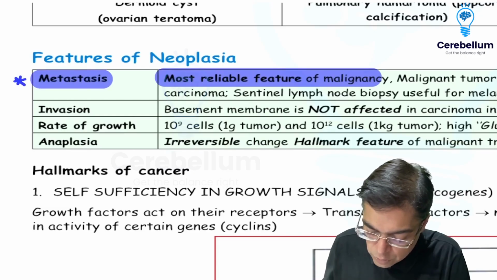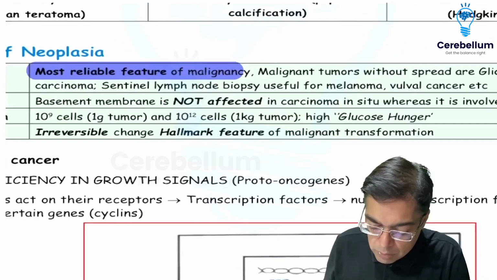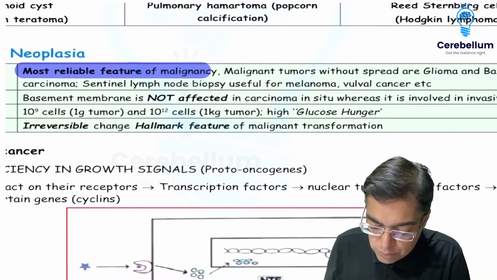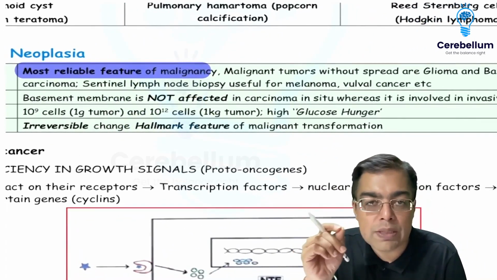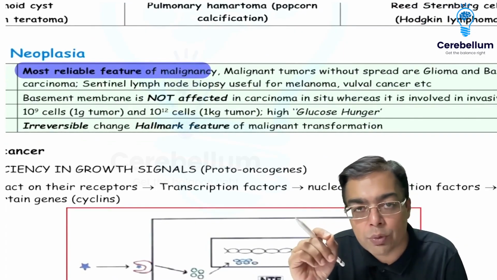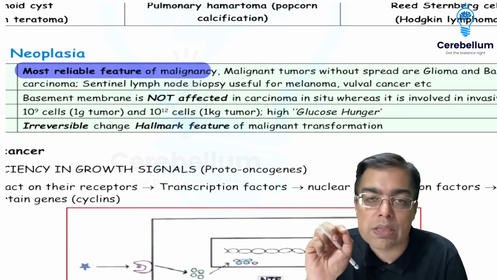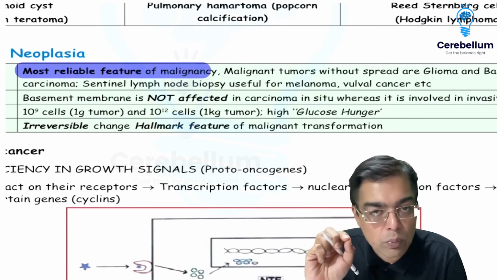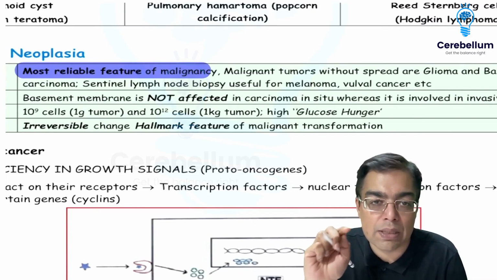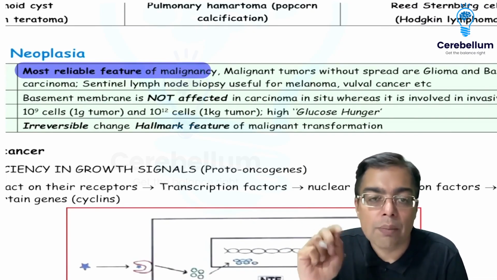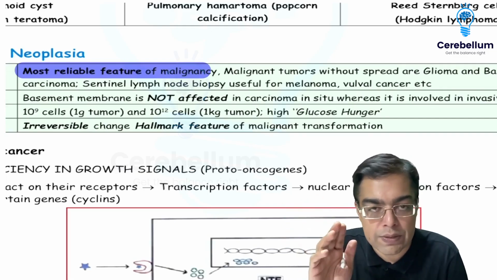Most reliable feature of malignancy. Now, when we are talking about malignancy associated metastasis, most of the tumors are going to be malignant in nature and they will be showing you metastasis. But two important exceptions that I want you to remember. One, which is given the name of a glioma, and the second one that you need to keep in mind is a basal cell carcinoma. They are malignant in nature, but they do not show the presence of metastasis.